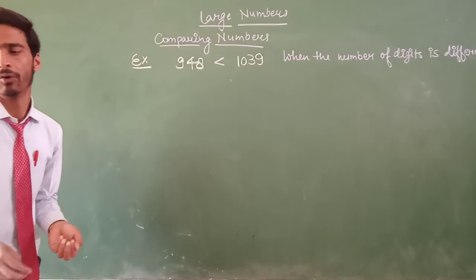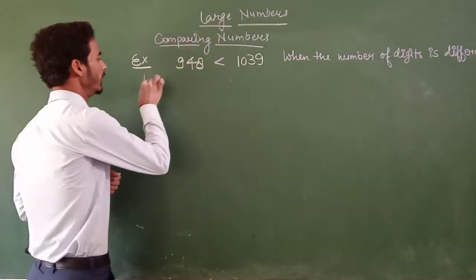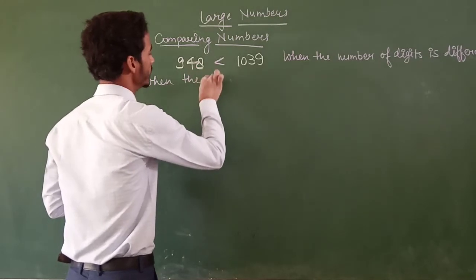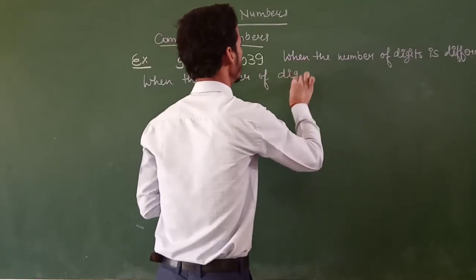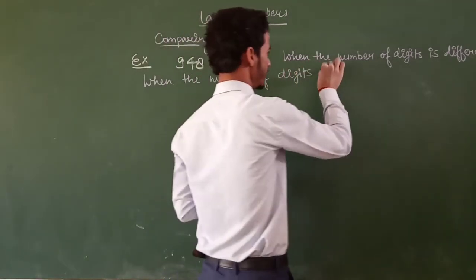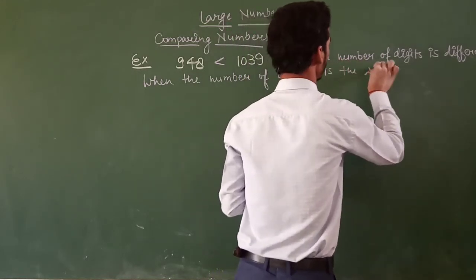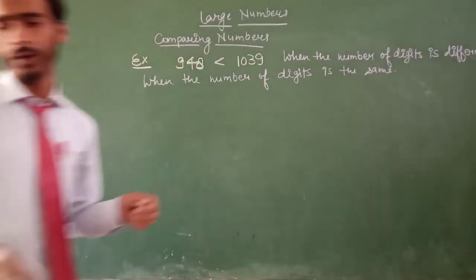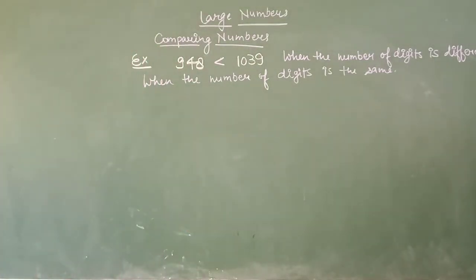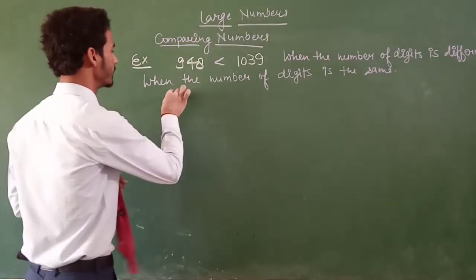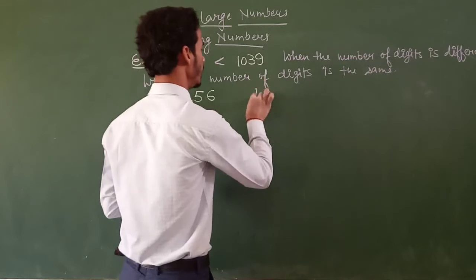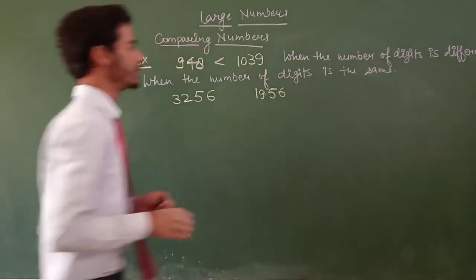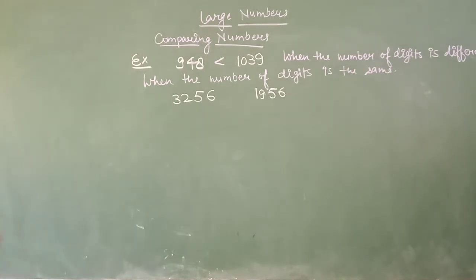Okay, and the second condition, when the number of digits is the same. Firstly we have to compare the digit in the thousand place. In step one there are two numbers, 3256 and the second one is 1956. In the first step we have to compare the digit in the thousand place.